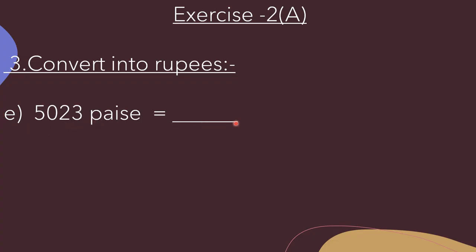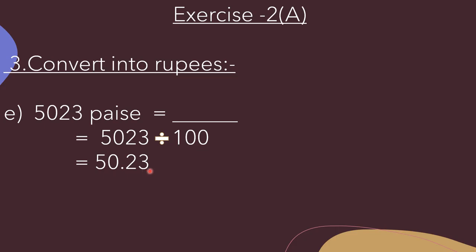Okay. Now in E part, 5023 paise is equal to dash. So here beta, I am going to tell you one more method to solve this sum. Here we will divide the given number by 100. So here we will write 5023 divided by 100. And I told you earlier how we can divide a number by 100. Simply we will put a dot before the last two digits. Okay. So how can we write it? 50.23. So here we will write the answer: rupees 50.23.